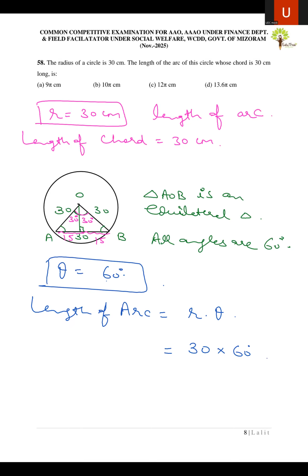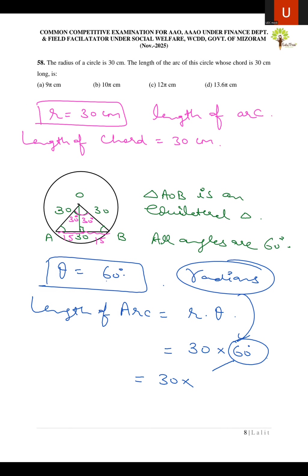Now, as you can see, the answer is given to us in pi, so it means the answer is given to us in radians. How do we convert a degree into radians? We can write 30 multiplied by 60 degree as pi divided by 3. Pi radian is equal to 180 degree, so 180 divided by 3 is 60, that is pi. You can just cancel this out. This will be equal to 10 pi.